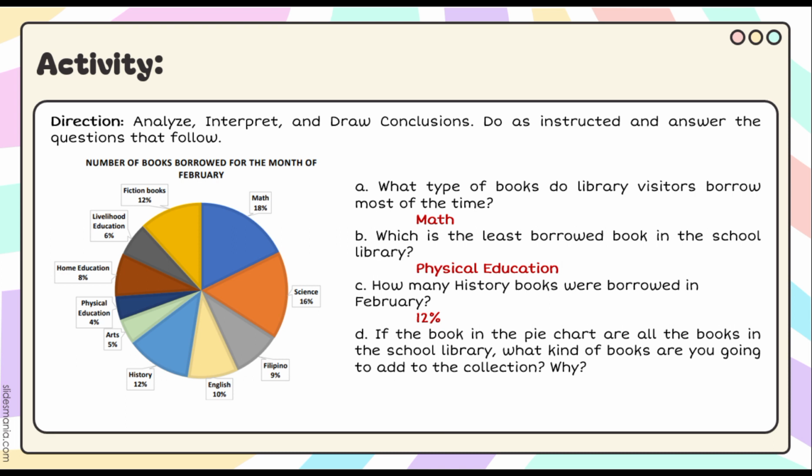If the books in the pie chart are all the books in the school library, what kind of books are you going to add to the collection and why? For me personally, I would choose math, since math is my major, so I want to know more about mathematics. And second, I want to choose fiction books. I want to read fiction books.